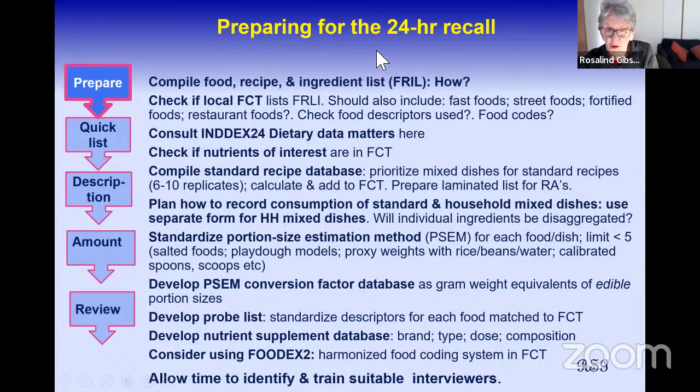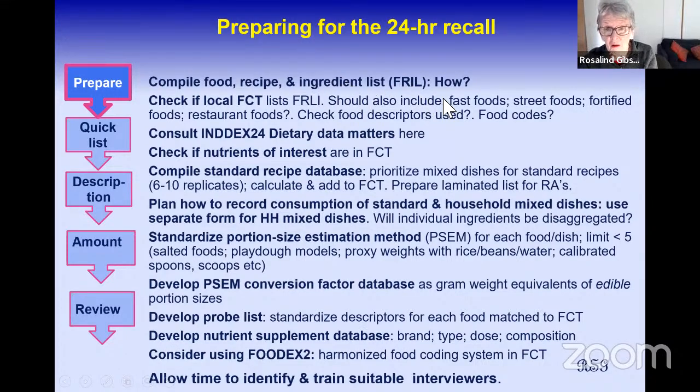This means if you are not aware of the foods in that particular vicinity where you're working, you may have to go to the marketplace and find out the foods that are being sold, or you may have to have a focus group discussion with some respondents to generate information on your food, recipe, and ingredient list.